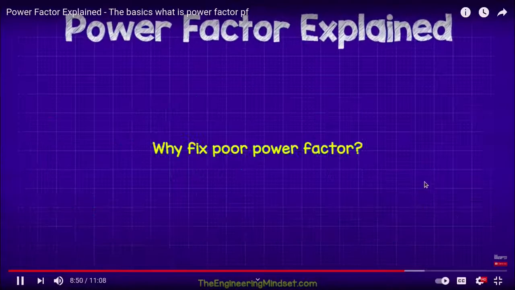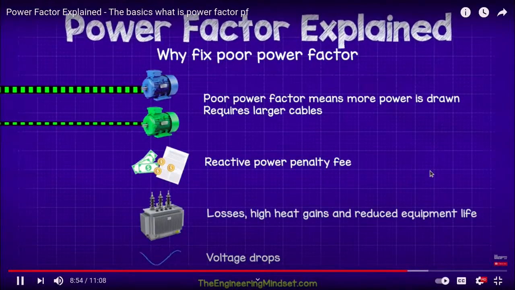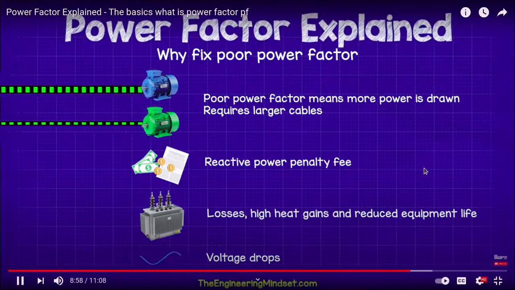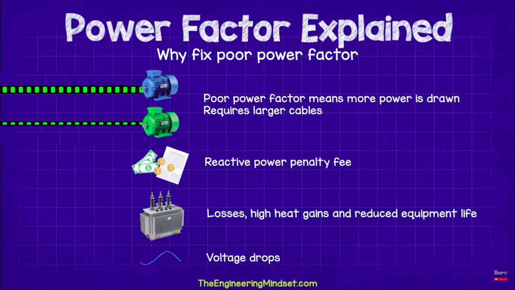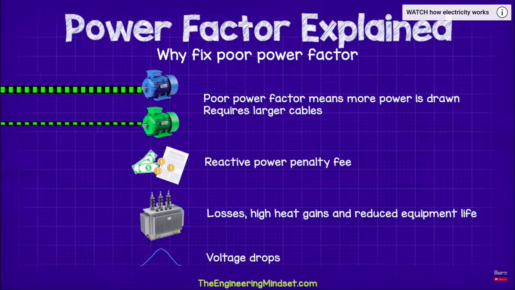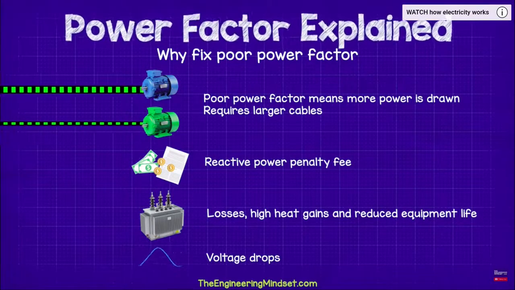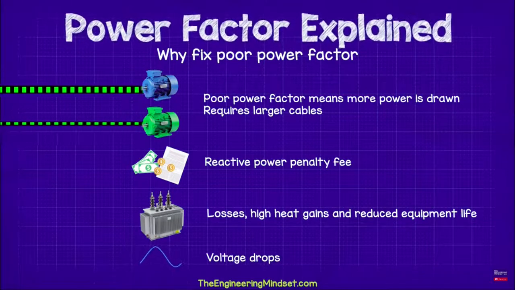So why should we fix poor power factor? Poor power factor means you need to draw more power from the electricity network to do the same amount of work. Therefore, the cables need to be larger, so the installation is going to cost more money. If the power factor becomes too low, then the electricity supplier might charge you a penalty fee or a reactive power charge. Poor power factor can cause losses in equipment like transformers and leads to high heat gains. It can lead to voltage drops and can even reduce the life expectancy of equipment in extreme scenarios.